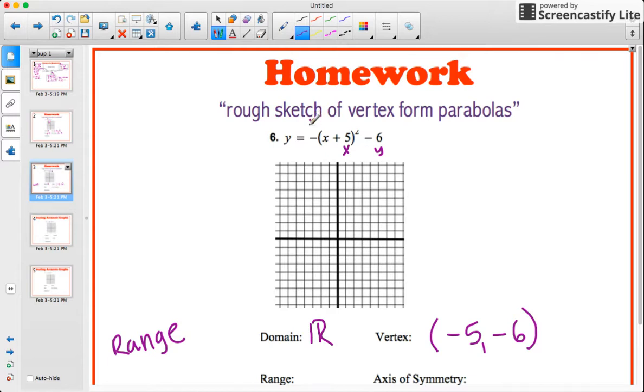Let's sketch my graph first before we fill in the range. So my vertex is -1, 2, 3, 4, 5, down 1, 2, 3, 4, 5, and 6. Here's my vertex, and because my a value here is -1, this is a concave down parabola. So my range, it looks like it's y values that are less than or equal to -6.